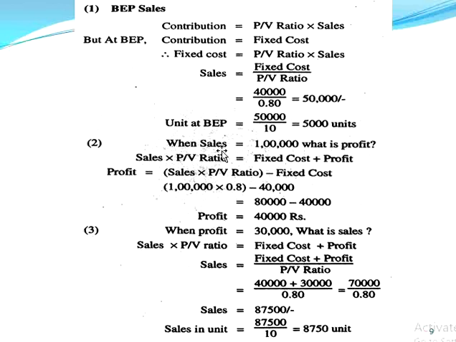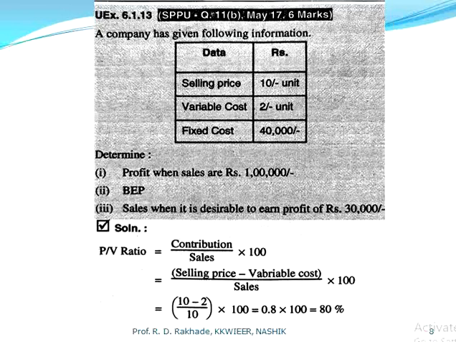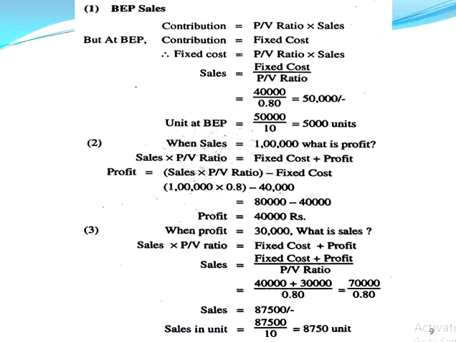Second condition: when sale is 1 lakh, what is the profit? Formula: sale into PV ratio is equal to fixed cost plus profit. Sale into PV ratio is nothing but contribution. So profit is equal to sale into PV ratio minus fixed cost. Sale 1 lakh as per the condition, PV 0.8, minus the fixed cost already given, that is 40,000. So the profit is 40,000 rupees.